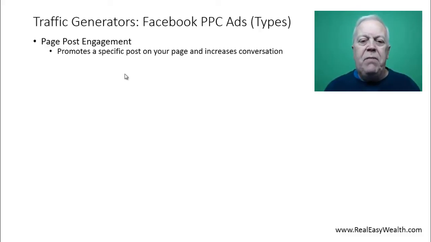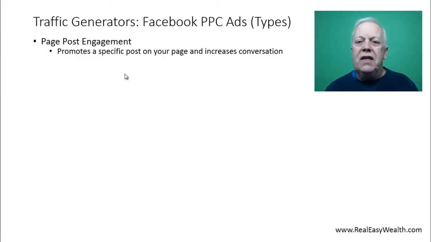We're going to click on here. So again, we're at the traffic generators for Facebook pay-per-click ads, and let's go through some of the different types. There's one type of pay-per-click ad called the page post engagement. What that is: you're on your Facebook page, you've done a specific post, and maybe that post is advertising an opportunity, or a blog, or a post that you just did on another website. Maybe it's a YouTube video, or maybe it's just pointing to your headline, or to your landing page, or to your website, whatever it is.